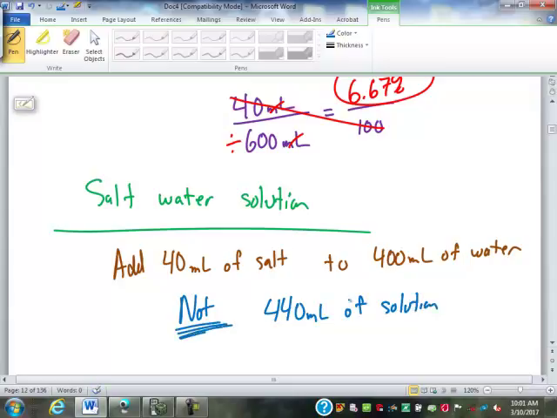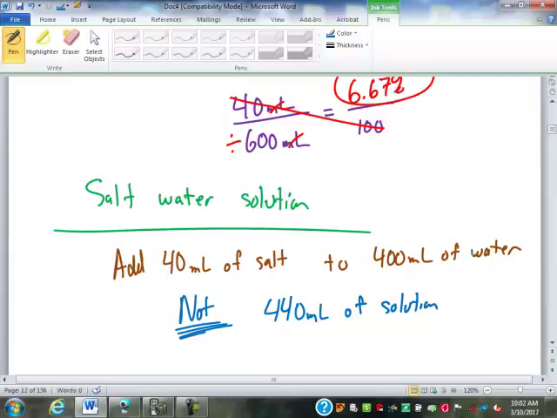The reason for that is that when we have a true solution where one substance dissolves into the other, that first substance, what's dissolving, disappears and hides in the small gaps between the particles of the solvent. In this case, the salt will hide between the particles of the water. So that volume might increase from 400 to like 415 or so, but it will not increase to 440.